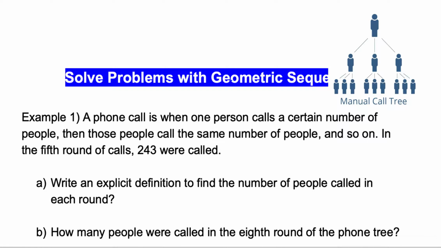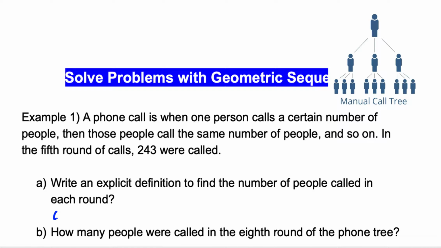Solve problems with geometric sequences. Example 1. A phone call is when one person calls a certain number of people, then those people call the same number of people, and so on. In the fifth round of calls, 243 were called. So A, write an explicit definition to find the number of people called in each round.